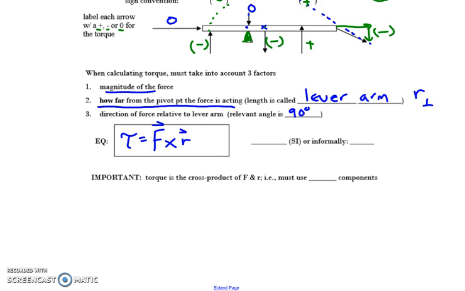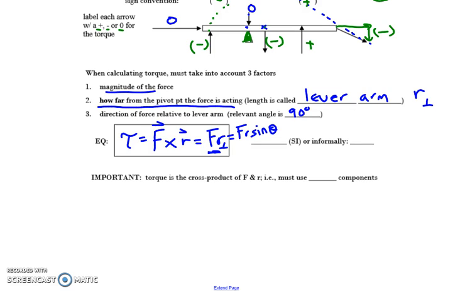What that translates to in the most general sense is simply the F value times the R perpendicular value, which is FR sine of the angle. Sorry, that got outside the box there. You will see in your reference tables the equation for torque is this. They're just trying to tell you we want the component of R perpendicular to F, or the component of F perpendicular to R. It doesn't matter which one you do.